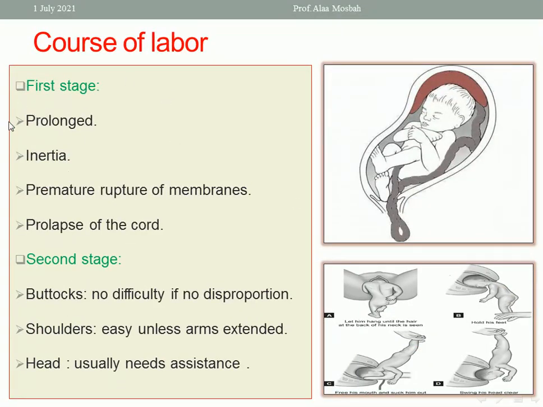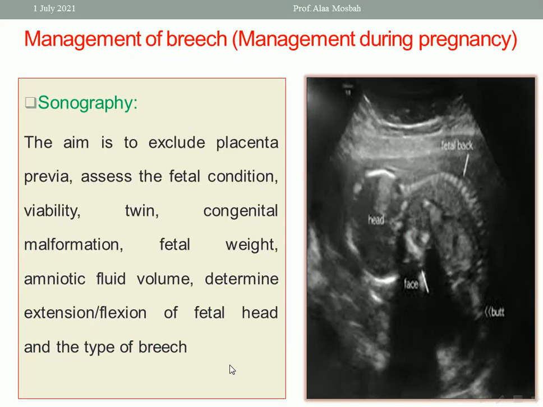The course of labor in the first stage may be prolonged, may have some inertia, sometimes premature rupture of membranes and prolapse of cord, and of course prolapse of cord is an emergency situation. In the second stage, the buttocks usually have no difficulty if no disproportion, and also the shoulders are easy unless the arm is extended, and we'll see how the complicated breech is delivered later on. The head usually needs assistance from the obstetrician.